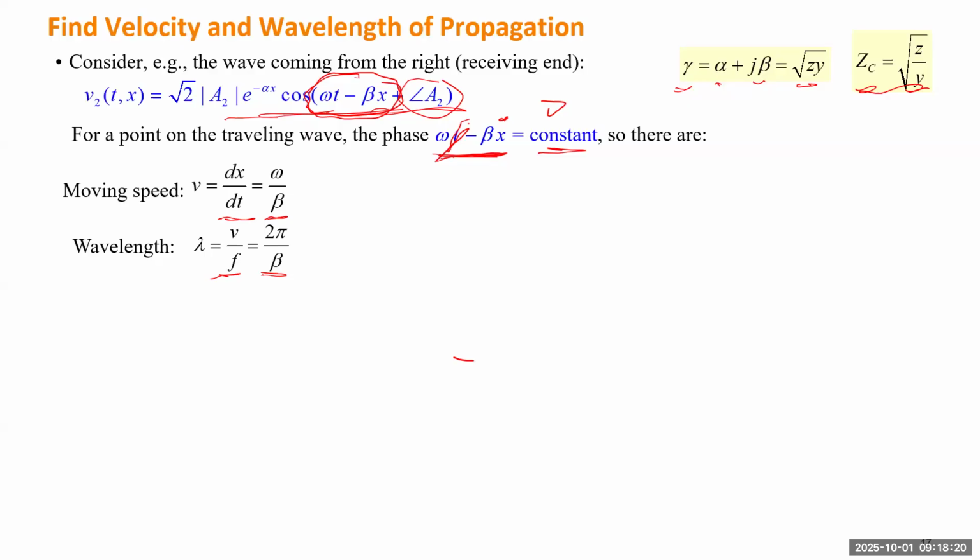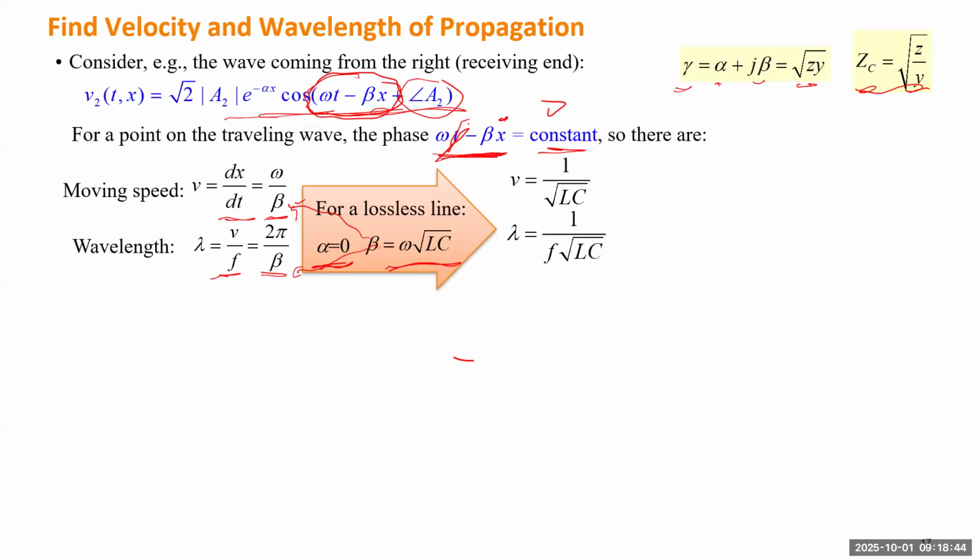Okay, and so what are those values? Let's consider a simpler case, a line without any loss. In this case, alpha will be 0, so beta will be omega times the square root of L times C. We just plug this into both equations. So let's see what we get. The speed is equal to 1 over the square root of L times C. Lambda is definitely speed divided by f, so you will see f in the denominator.